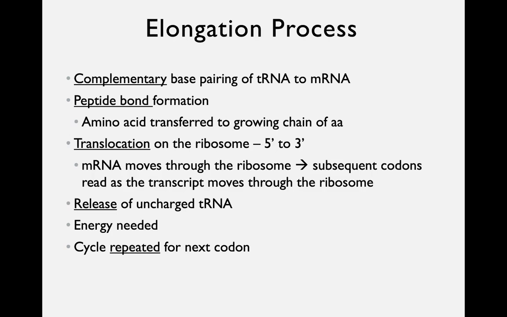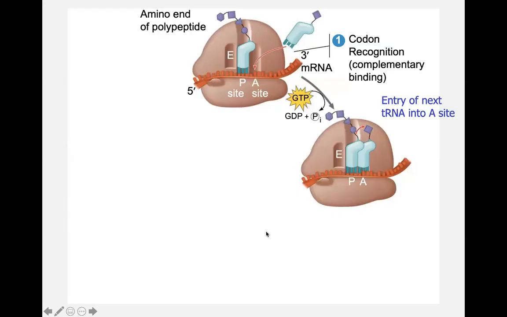Any questions so far? So we're building our amino acid chain. It's getting longer and longer as we bring in one tRNA after another. So what does this look like? Pictures always help me. Hopefully they help you.